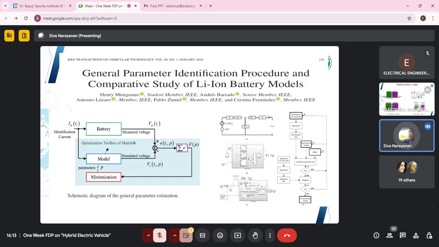So this is one of the IEEE papers which I referred to during my research. The main idea is that you give a current to the battery and you give the same current to our model. The experimental voltage will be compared with our model and an error will be generated. So the error, the mean square error, will be found out. We can also find the RMSE.